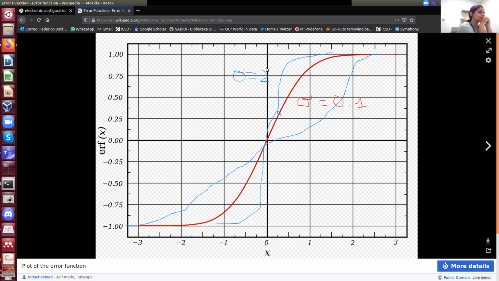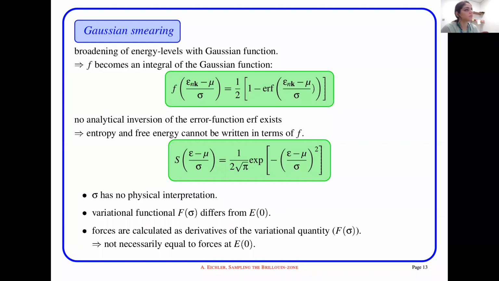So that's the reason why, on the energy, you always see energy for sigma that tends to 0. Because when sigma is 0, you don't have any more continuity, so you have the step again, okay? So now we come back to the slide.